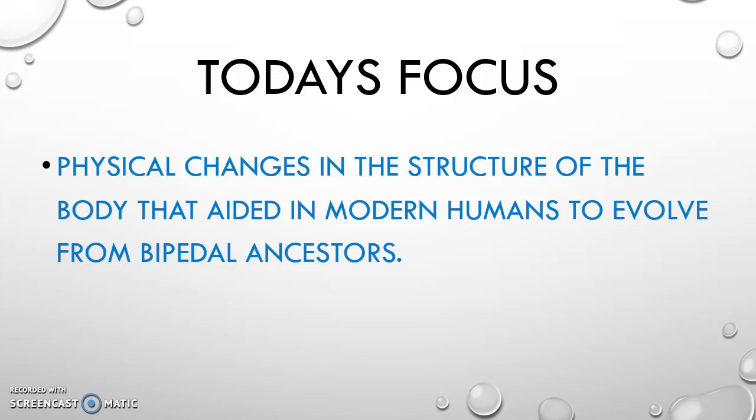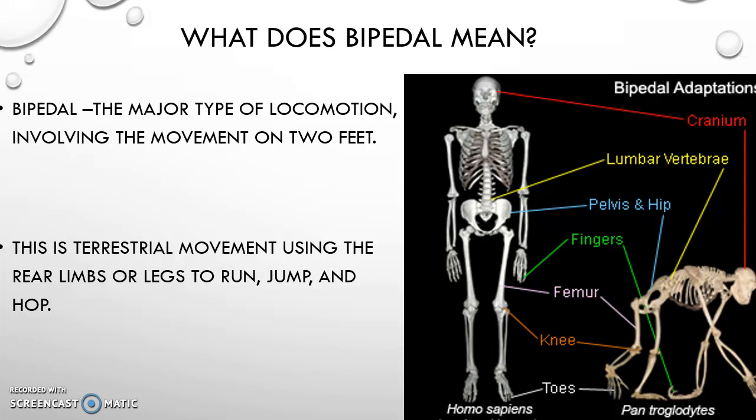So today's focus is the physical changes in the structure of the body that aid the modern human to evolve from bipedal ancestors. What we need to do first is define what bipedal means. Bipedal means that it's a major type of locomotion involving the movement of two feet. It's usually a terrestrial movement, so not in aquatic areas like our lovely fish in our room, and using them as their rear limbs or legs to run, jump, and hop. So we are not knuckle draggers, as they like to call it.